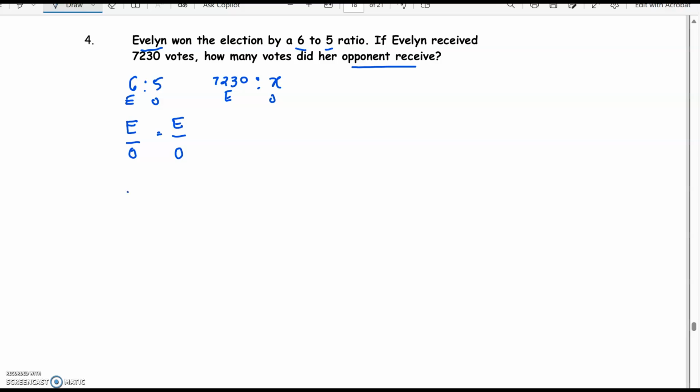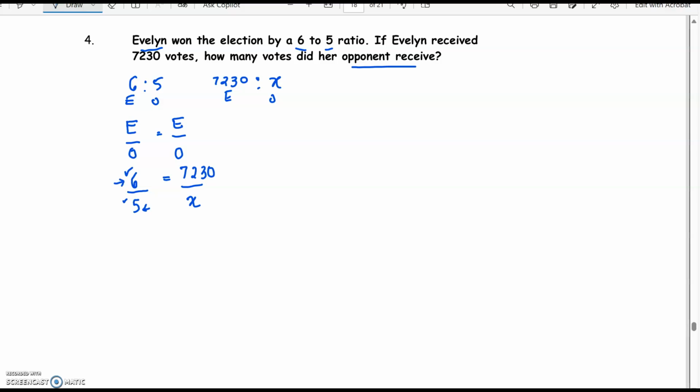So for every 6 votes that Evelyn got, her opponent got 5. Because remember, the opponent lost and Evelyn won. So remember, this is Evelyn's vote and this is the opponent's vote. We'll follow the exact same order. We are going to put Evelyn in the numerator. These are the actual number of votes that she got. What is the actual number of votes that the opponent got? Make sure they're consistent. For every 5 votes that the opponent got, Evelyn got 6 votes.